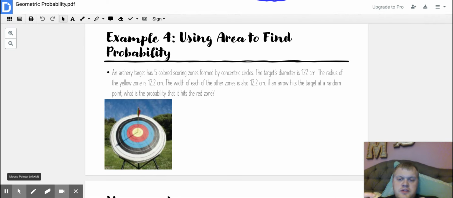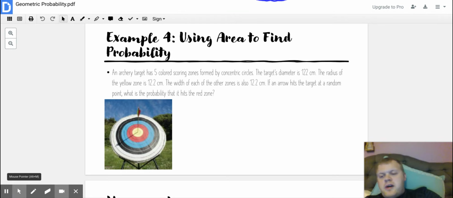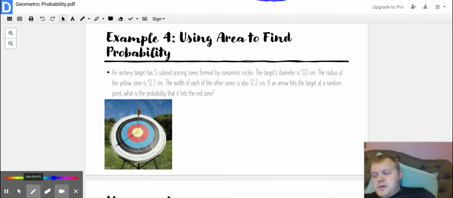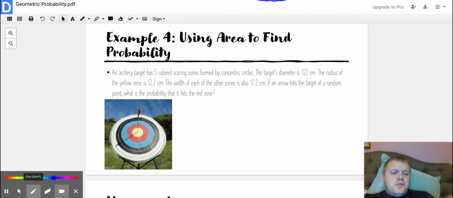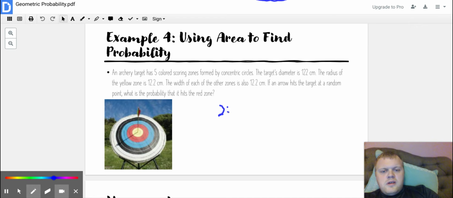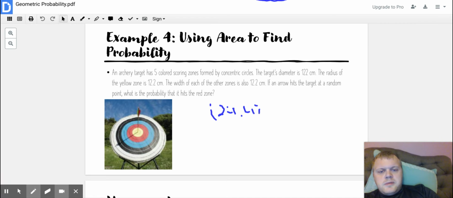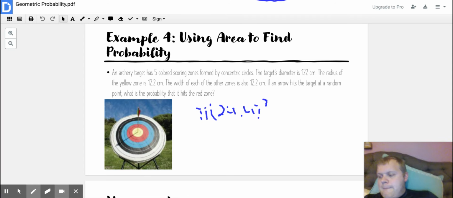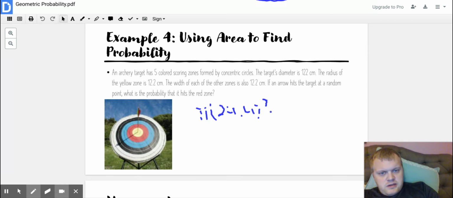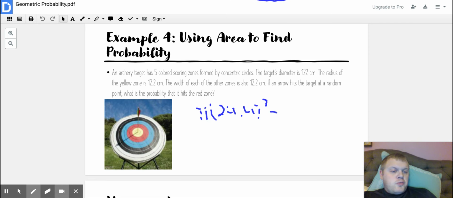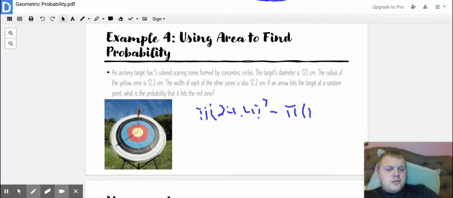So to find the area of the entire circle from the red out, that's going to be our formula of A equals pi r squared. So the radius, as we know, is going to end up being 12.2 times 2, because again, we're going from the center to the red. So 12.2 plus 12.2 is going to end up being 24.4. And that's going to be squared because it's pi r squared. All right? And then we're going to subtract the yellow zone because we don't want the yellow zone involved with that. So that's the entire thing from the red and the yellow. And then we're going to subtract the smaller yellow part out there, which is pi times 12.2 squared.